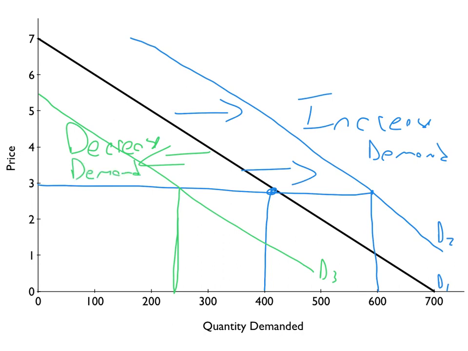And again, this is an actual movement or a shift in the demand curve. A change in quantity demanded is represented by a movement along the demand curve. A change in demand is represented by a shift in the demand curve.